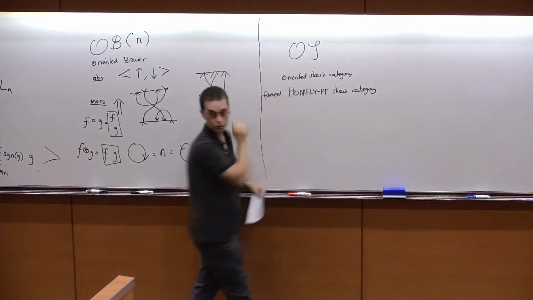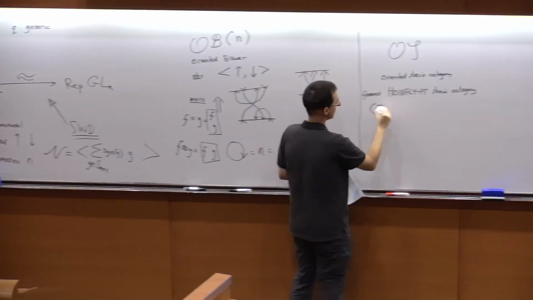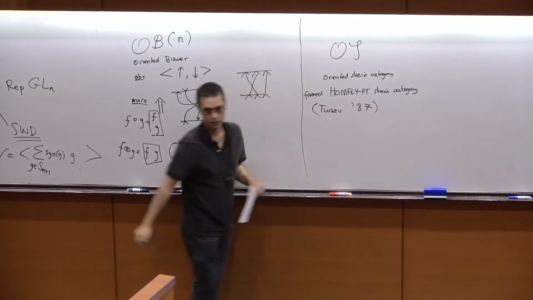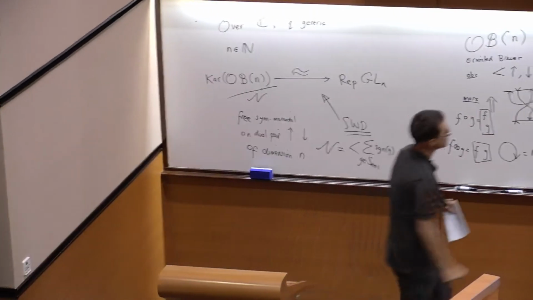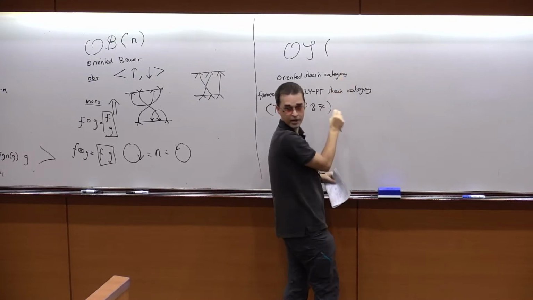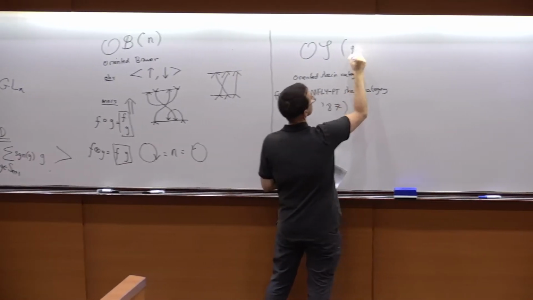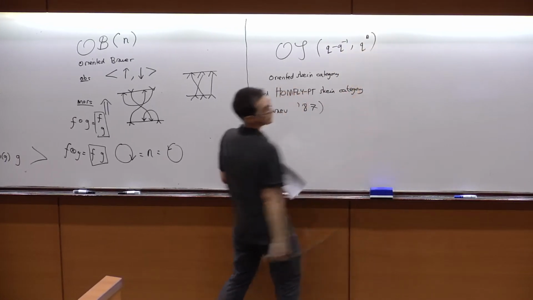And strangely, this is actually an older object than the oriented Brouwer category. This was introduced by Turaev, I think in 1987. He called it the Hecke category in those days. And so this has some parameters as well, normally called z and t. The HOMFLY polynomial is a two-variable link invariant. But I want to specialize z to q minus q inverse and t to q to the n in this game.